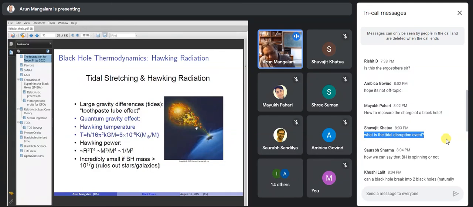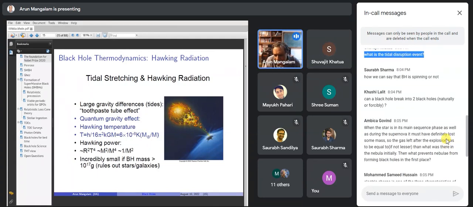Because GM/r² is a force, and this r is a little further away on the back side of the star than on the front side of the star, the r is different. So that's the tidal force. It's enough to tear the star apart if you're close enough to the black hole, and that goes as 1 over r cubed. So that is tidal stretching.